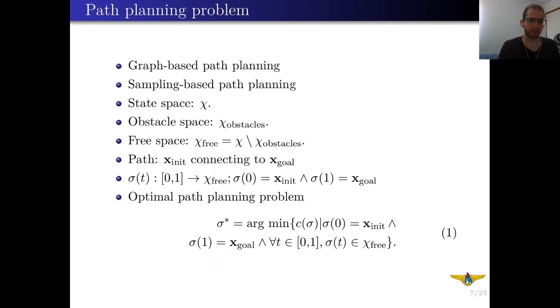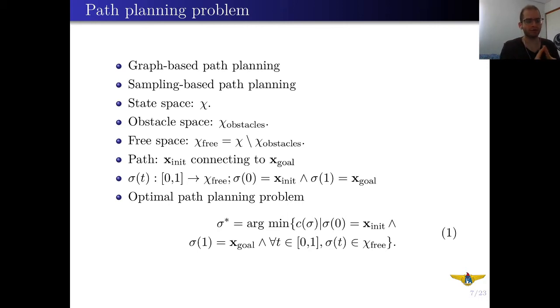Following now the background, we have to present the path planning problem. So there are two basic approaches. As we talk about path planning, we can approach the problem as graph-based path planning or sampling-based path planning. We would divide the state space into two parts, the obstacle space and the free space.